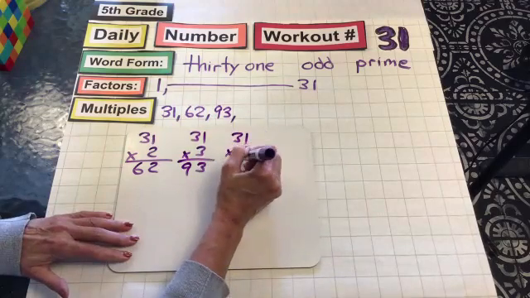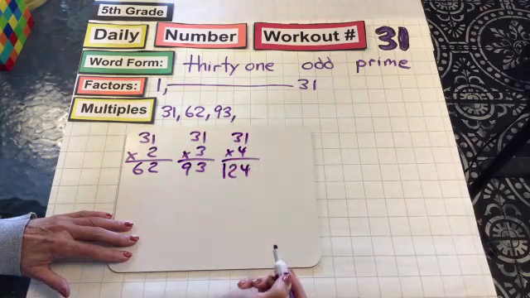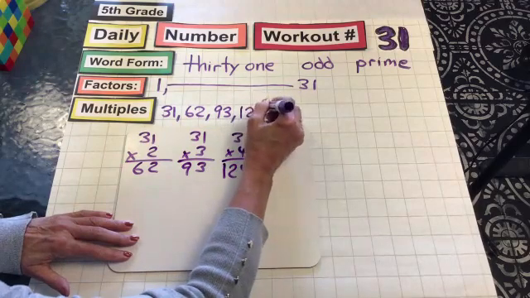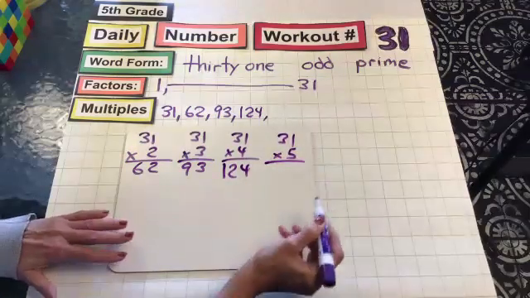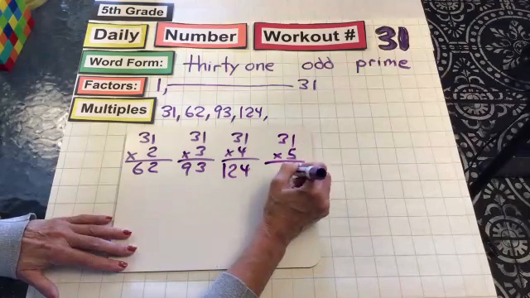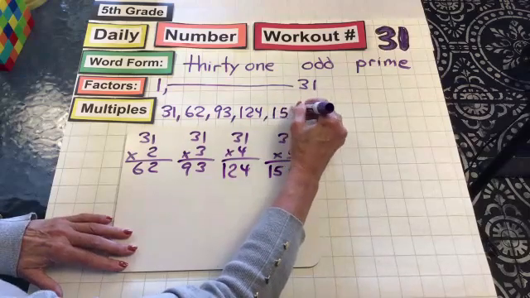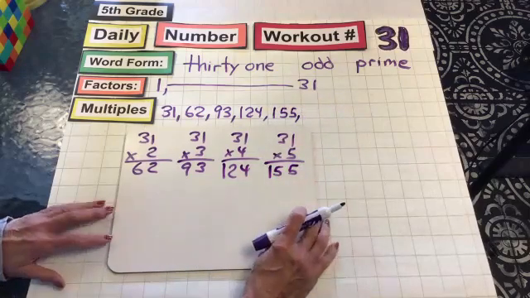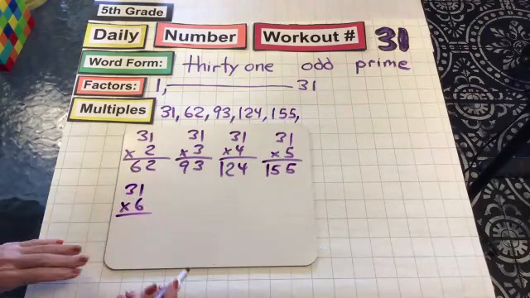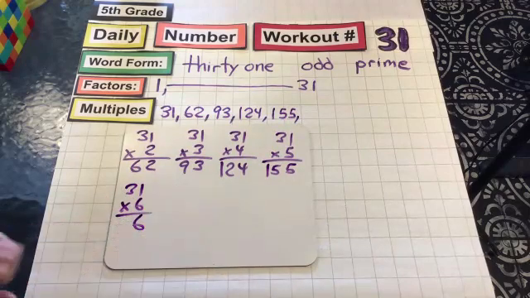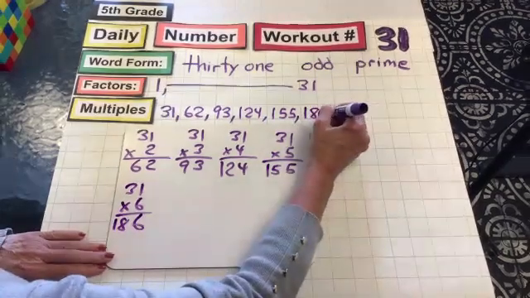31 times 4. 4 times 1 is 4. 4 times 3 is 12. 124. 31 times 5. 5 times 1 is 5. 5 times 3 is 15. 155 is a multiple of 31. All right, 31 times 6. 6 times 1 is 6. 6 times 3 is 18. 186.